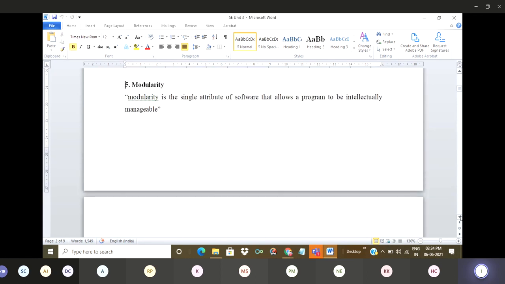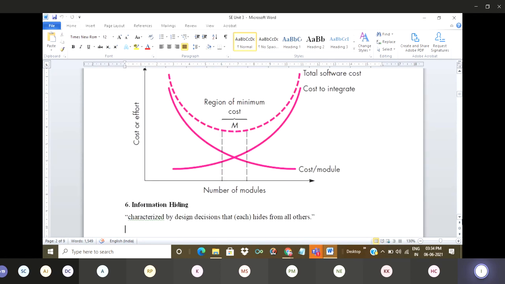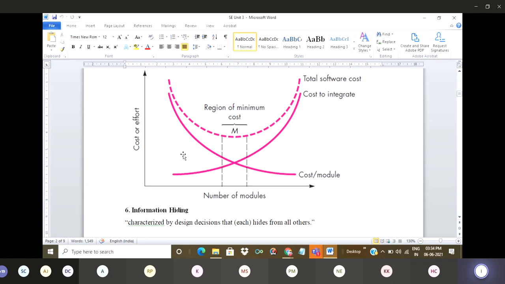So what are modules? If you look at the picture, you can clearly see the x-axis consists of number of modules and the y-axis consists of cost of effort. If the number of modules increases, the cost may increase. If cost increases, the total software cost may increase. If modules increase, the cost to integrate may also increase.